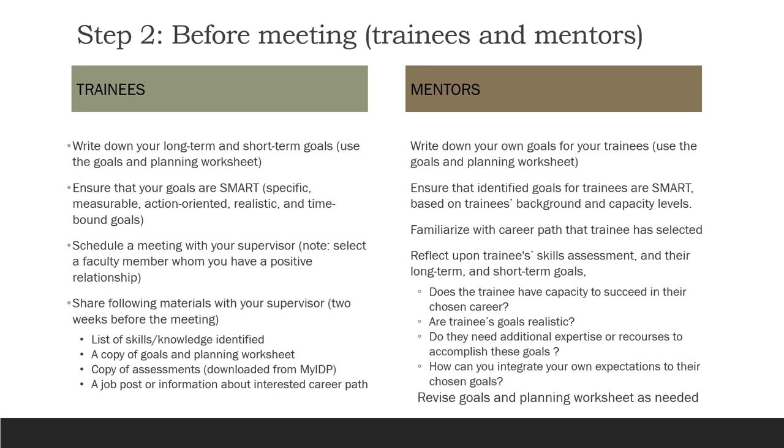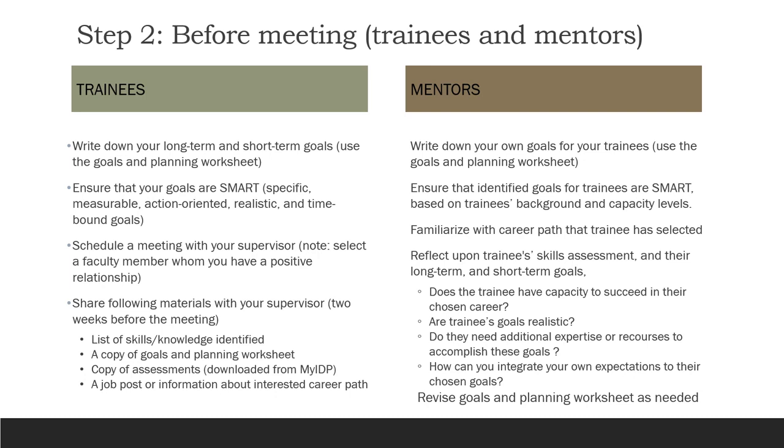This is optional, but sharing really helps the mentors to evaluate whether you have done a good job in your self-assessment, or maybe you need to improve how you reflect upon your skills and interests. And the fourth most important information that you want to share is a job post related to your career path, or information that you collected related to your career path. So now the trainee's part is finished.